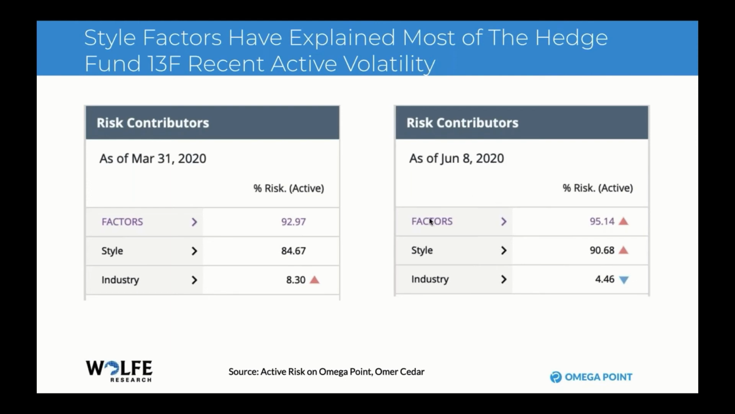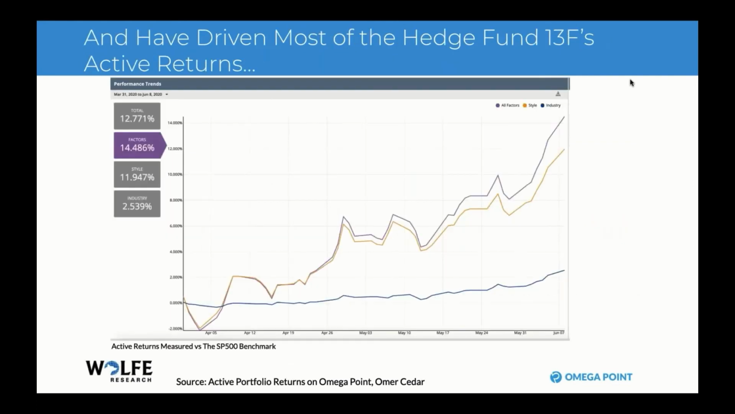And in fact, over this period of time, when the market continued to evolve between March 31st and June 8th, you can see that style factors actually increased their overall percentage of risk, while industry factors were lower, but factors in general became more explanatory of the underlying portfolio's risk in the market.